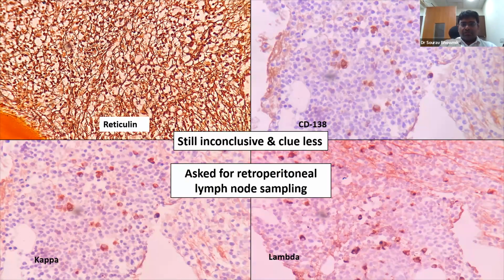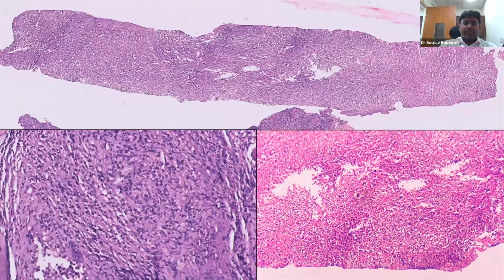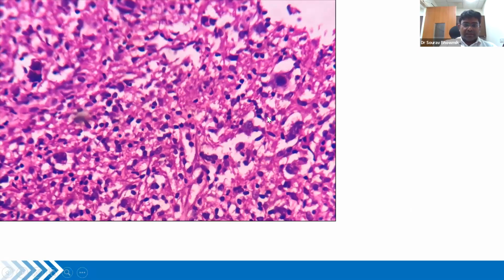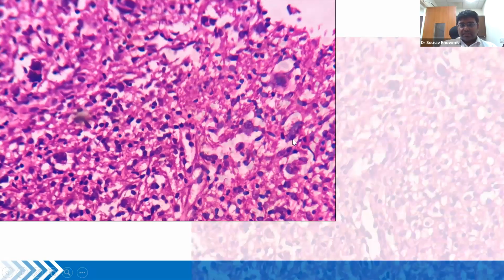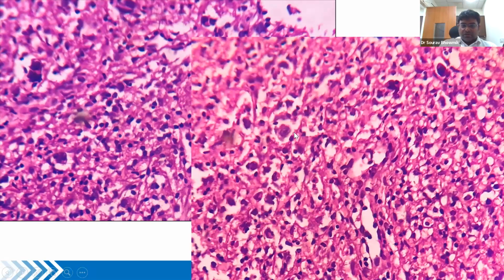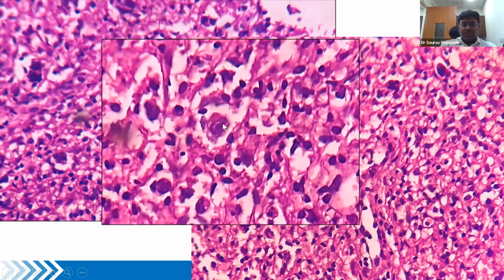And a retroperitoneal lymph node TruCut biopsy was done. Again, this lymph node biopsy is quite cellular, with effacement of the lymph node architecture, and some granulomatous areas, and some large cells were there. Coming to the high-power picture of those large cells, we can see some cells with eosinophilic cytoplasm, irregular lobulated nuclei and prominent large eosinophilic nucleoli.